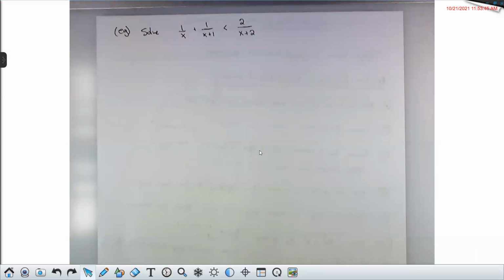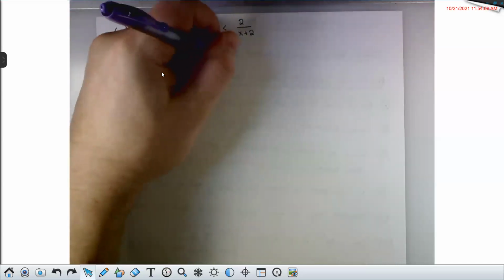So here we got to do everything. I'm going to begin by pulling all the stuff to one side. And since there's 2 terms on the left, 1 term on the right, I'll pull this guy over. So that'll give me 1 over x plus 1 over x plus 1 minus 2 over x plus 2 is less than 0.